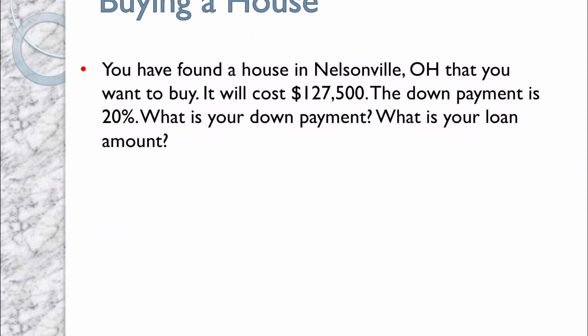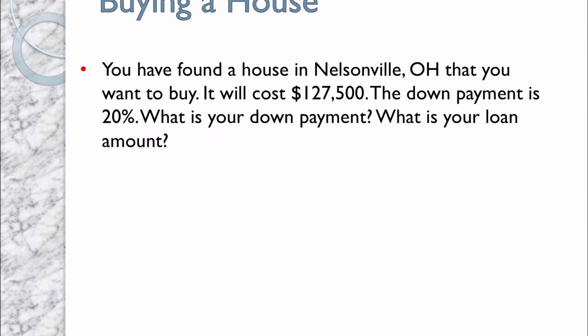So you have found a house in Nelsonville, Ohio that you want to buy. It's going to cost $127,500. The down payment is 20%. What is your down payment and what is your loan amount? So this is relatively straightforward. Hopefully you find it straightforward. But it is your first step before finding a mortgage payment.